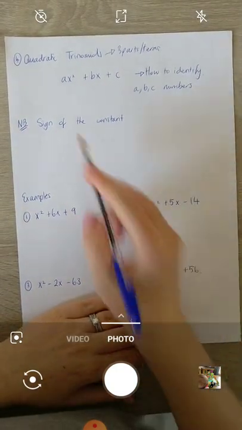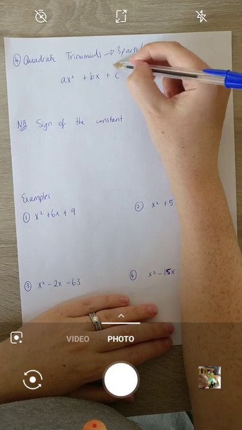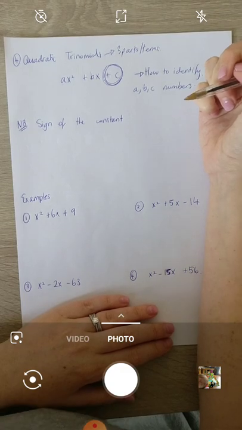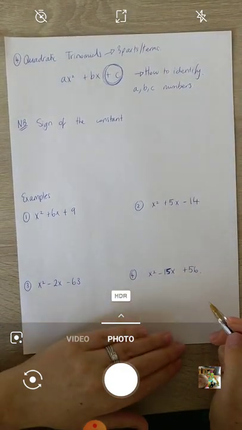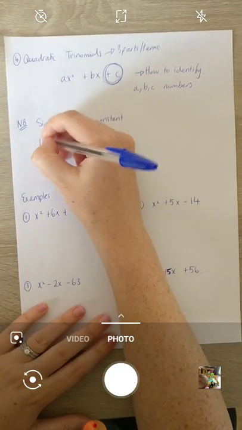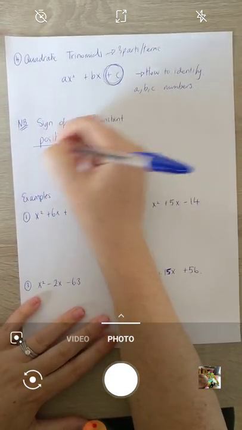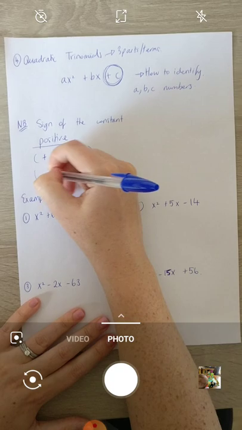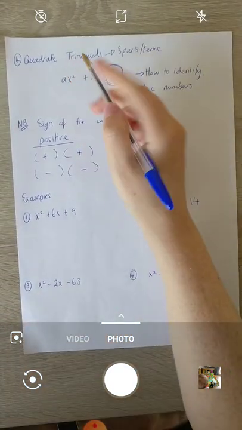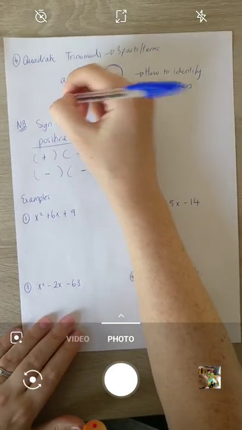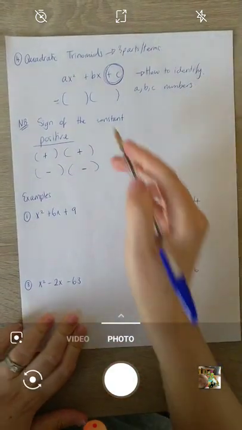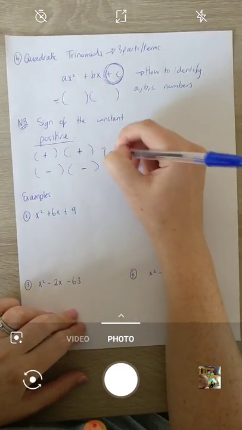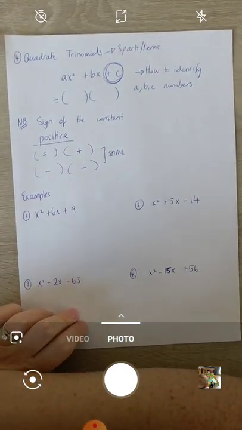Now, I've written there about the sign of the constant. The constant should always be at the end, and it's just a number on its own. We're always looking for the sign of the constant, because if the sign of the constant is positive, then the answer in brackets is going to have the same signs. When we're factorising quadratics, our answer is always going to be back-to-back brackets. So if the number at the end is positive, that means the signs in the back-to-back brackets are always going to be the same.